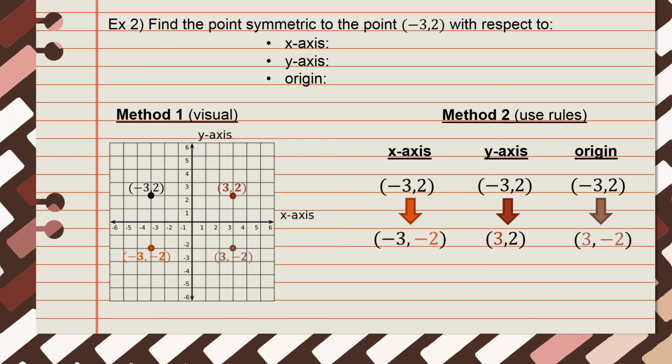Now, if you look at the points on method 1, the visual graph, compared to method 2 using the rules, notice you get the same points. So regardless of which method, the point symmetric to the x-axis will be negative 3, negative 2. Symmetric to the y-axis will be 3, 2. And symmetric to the origin will be 3, negative 2.